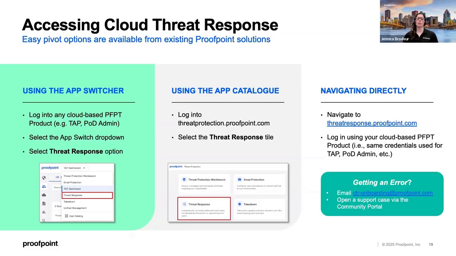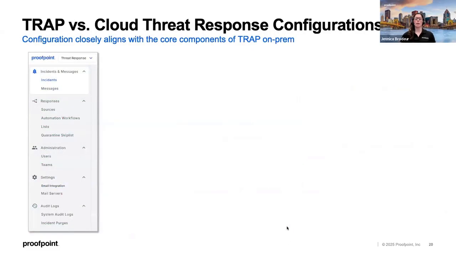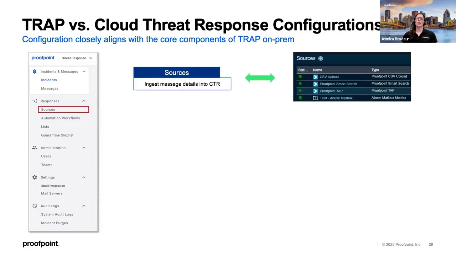Before we dive into the migration, I just wanted to orient us a little bit in terms of TRAP versus Cloud Threat Response. One of the things that I really love about Cloud Threat Response as I'm working with customers is it is intentionally simplified and just much easier to use. So if we build out the first item on this slide, the sources are serving that same function as TRAP on-prem. In TRAP on-prem, TRAP does not have any intelligence of its own of what messages we need to pull. Cloud Threat Response is the same. So we have our sources set up, which ingest those message details and essentially tell the system which messages to go and take action on.